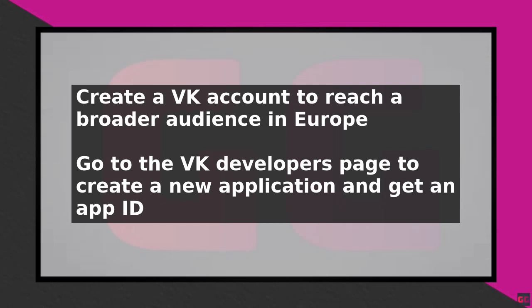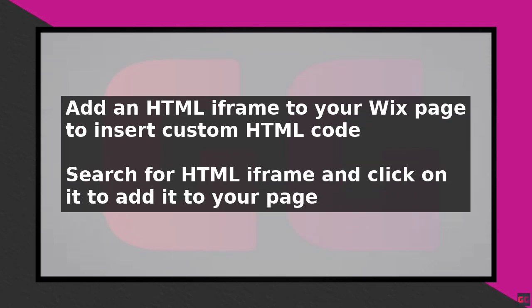Once you have a VK account, go to the VK developers page and create a new application. This will give you an app ID that you will need later. After creating the application, go to the Wix website and log into your account.